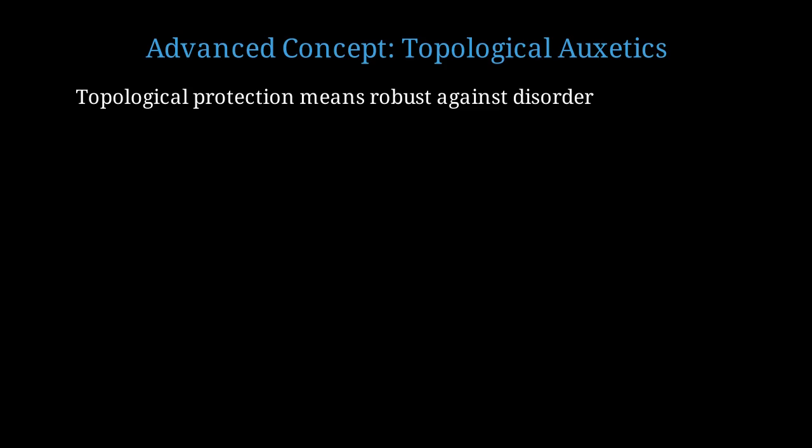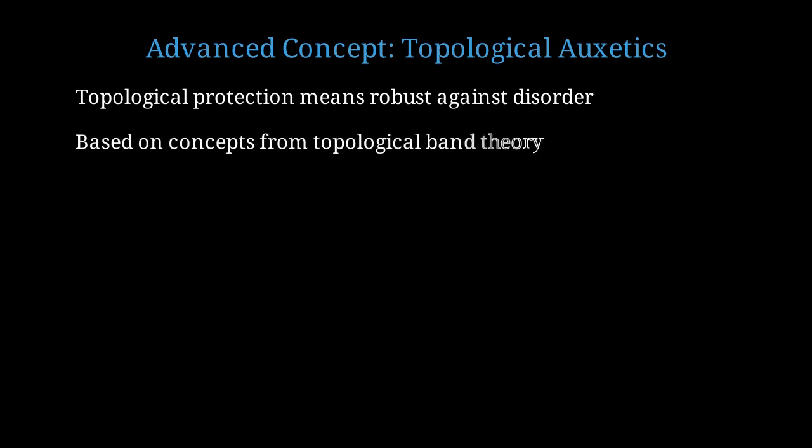Let me introduce an advanced concept at the forefront of research: topological auxetics. These are structures where the auxetic behavior is protected by topological invariance. Topological protection means that the mechanical behavior is robust against certain types of disorder or defects. Even if you introduce imperfections, the auxetic response persists. This draws on concepts from topological band theory and condensed matter physics. Just as electronic states can be topologically protected, so can mechanical modes.